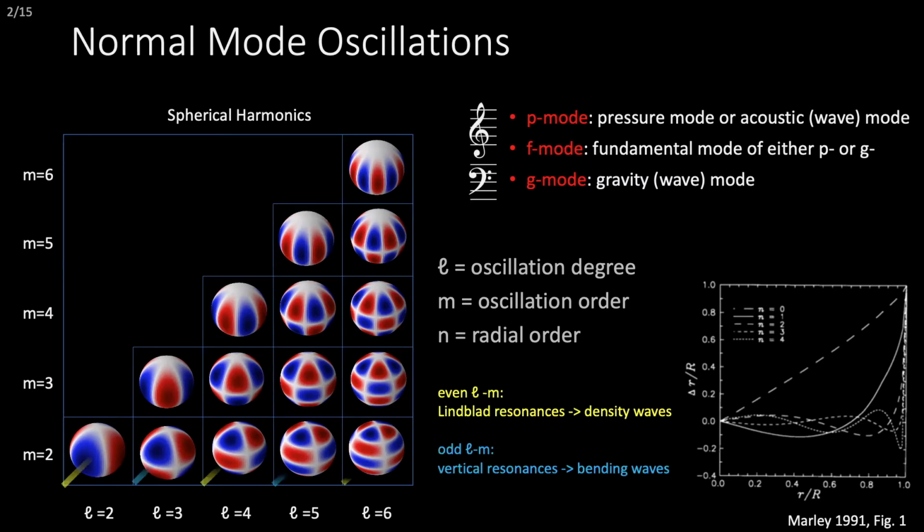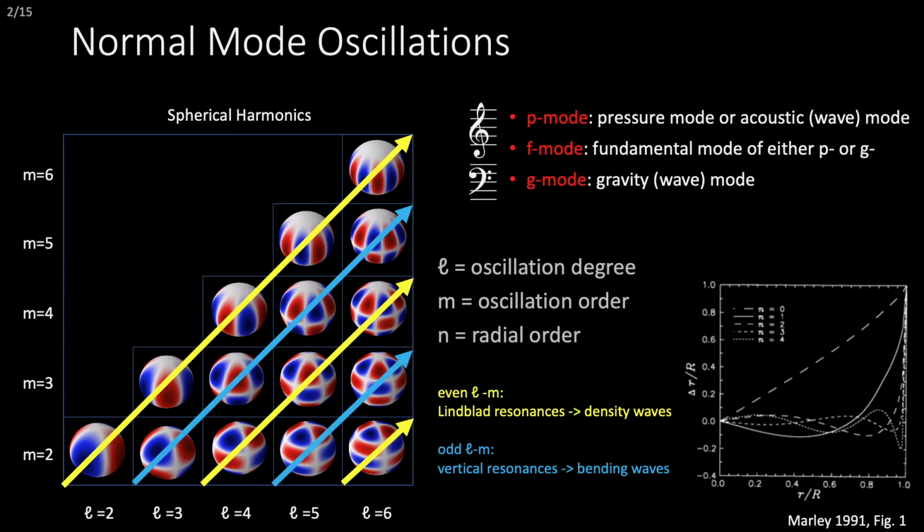The L equals M modes along the long diagonal here are the ones we most expect to find evidence of at their Lindblad resonance locations. Any even L minus M mode is symmetric about the equator and would generate a Lindblad resonance, which excites density waves, whereas any odd L minus M mode is antisymmetric about the equator and would generate a vertical resonance, which excites bending waves. Normal modes of lower oscillation order M probe deeper into the interior of the planet, whereas the higher M modes are more sensitive to the planet's outer layers.